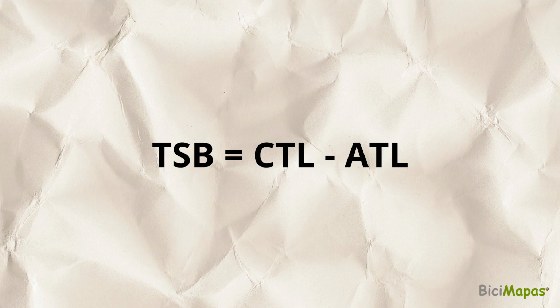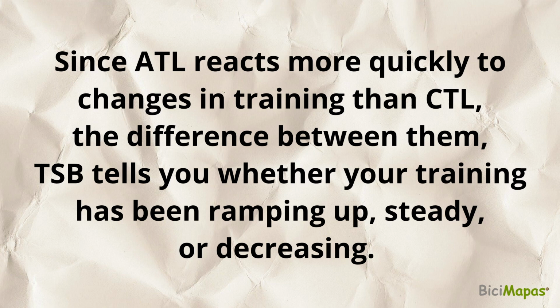TSB is the difference between your chronic training load, CTL, and your acute training load, ATL. Since ATL reacts more quickly to changes in training than CTL, the difference between them, TSB, tells you whether your training has been ramping up, steady, or decreasing.